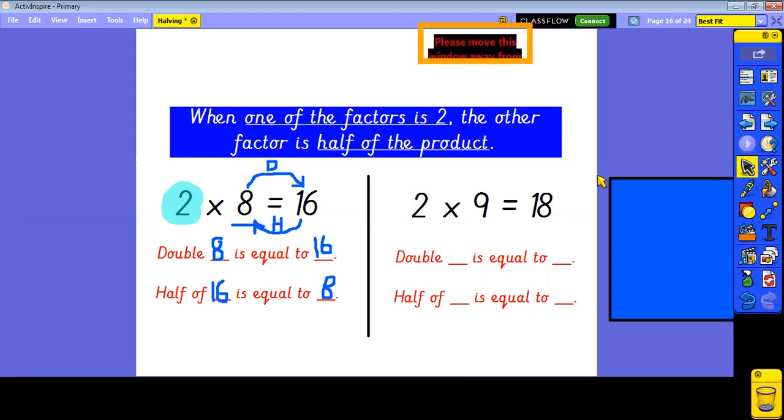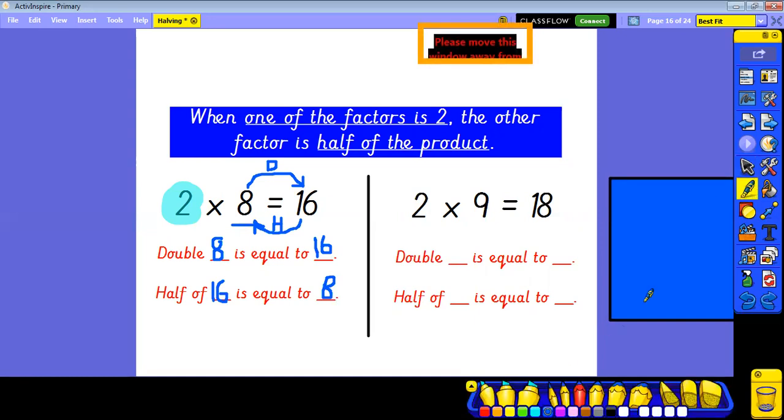Lovely. Hopefully you've had some time to have a go at that now. I know this is quite tricky, but you're all doing really well. So when one of my factors is 2, my other factor, in this case 9, is half of my product. So that means 9 is half of 18, but that also means that double 9 is equal to 18.